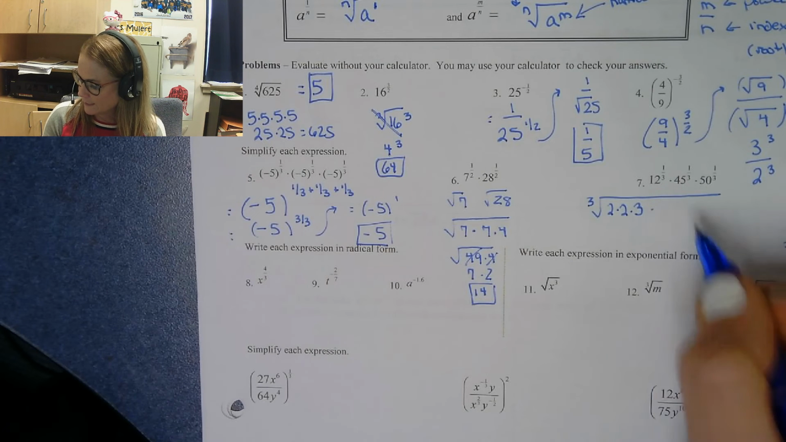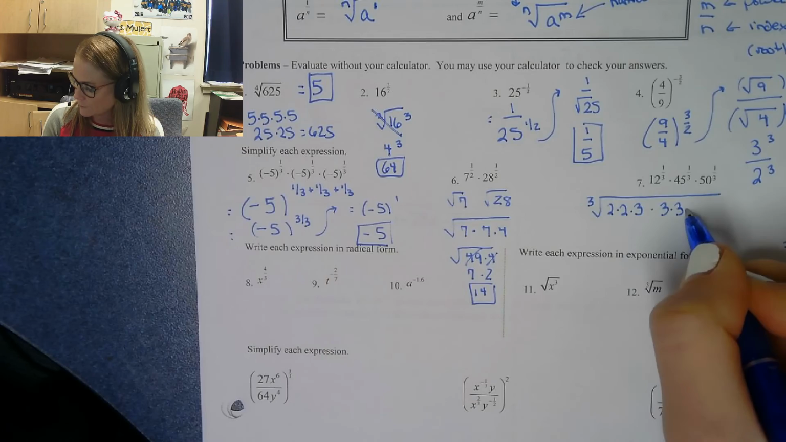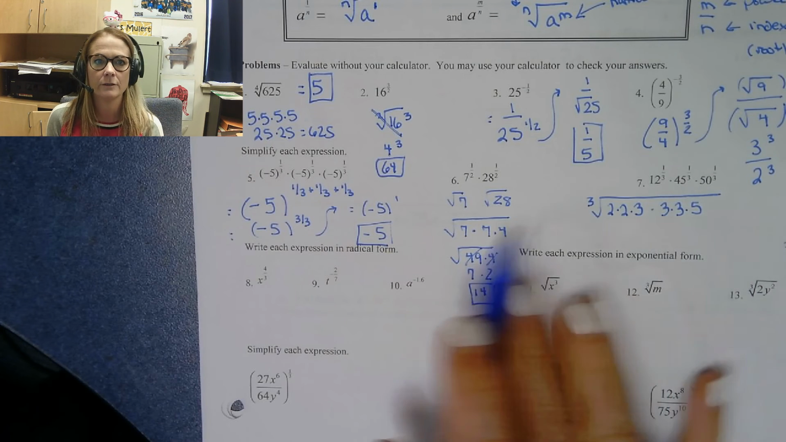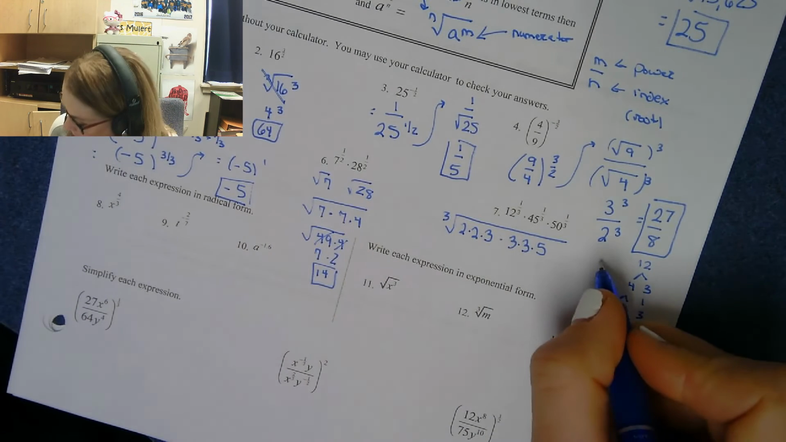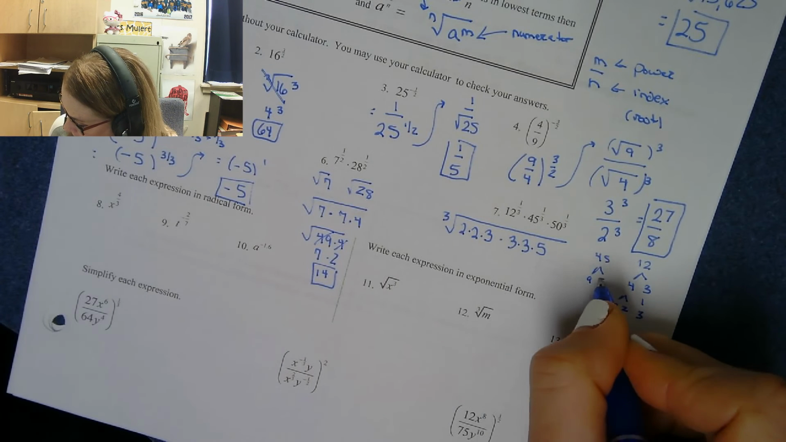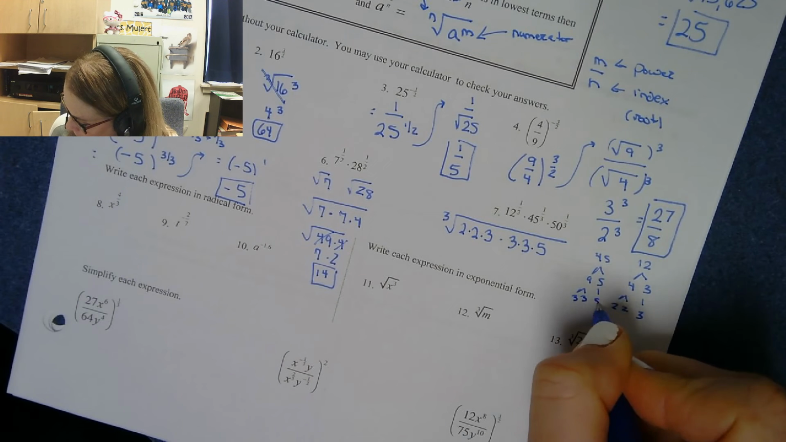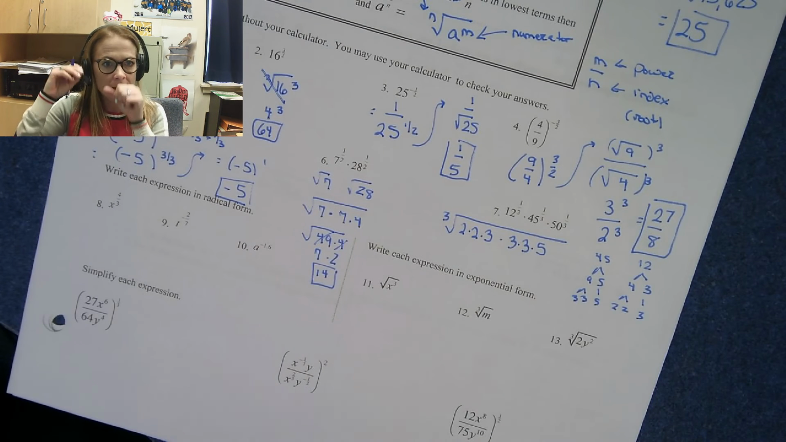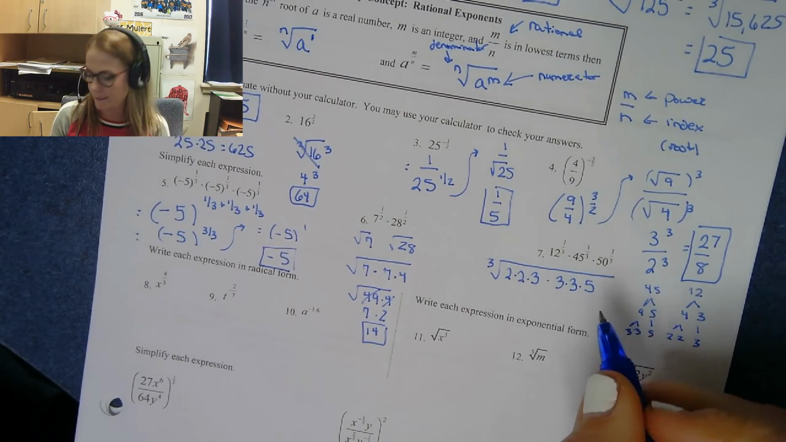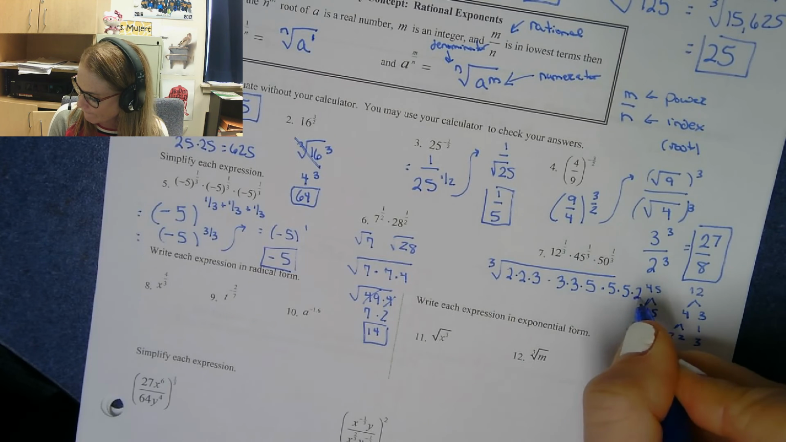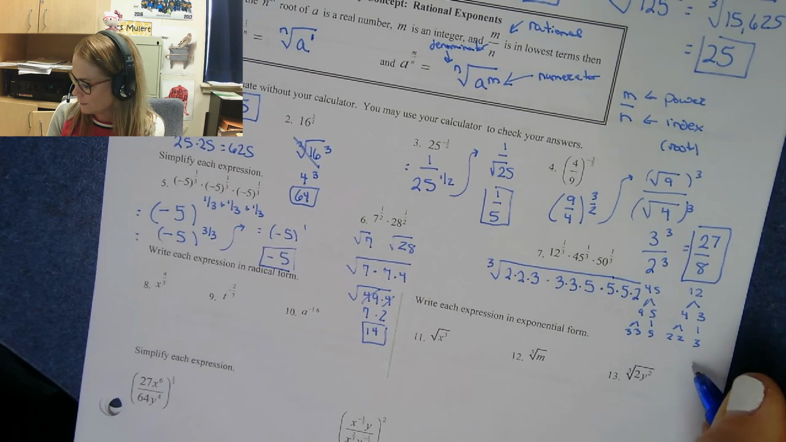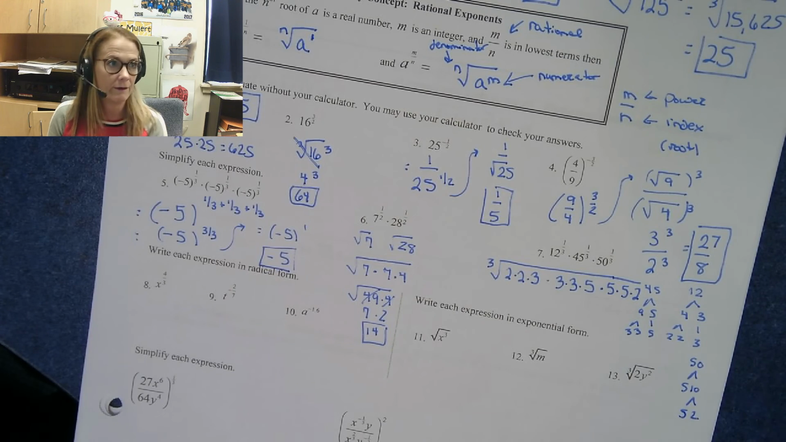Okay, 45 is going to be 9 times 5, which is 3 times 3 times 5. Again, just with a little factor tree like here. 12, 4 times 3, 2, 2, 3. So if you had 45, you would get 9, 5, 3, 3, 5. And then 50 would be 5 times 10, which would be 5 times 5 times 2. All under that cube root. So 50 here, just 5 times 10, and then 5 times 2. So 5 times 5 times 2.